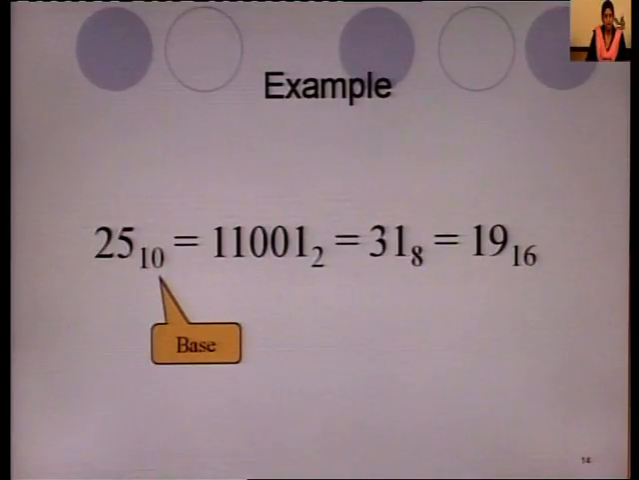The first example: suppose we have a value with base 10, that is 25. We will represent it in binary as 11001, that is base 2. The base of a number system is the total number of digits in that system. In the octal number system we will represent this value as 31, and in the hexadecimal number system as 19.